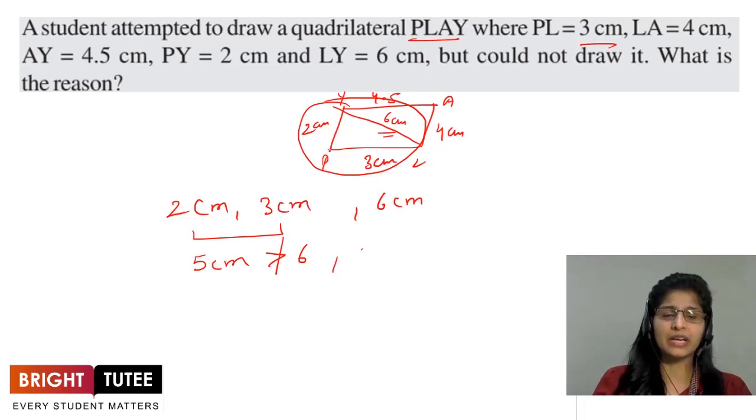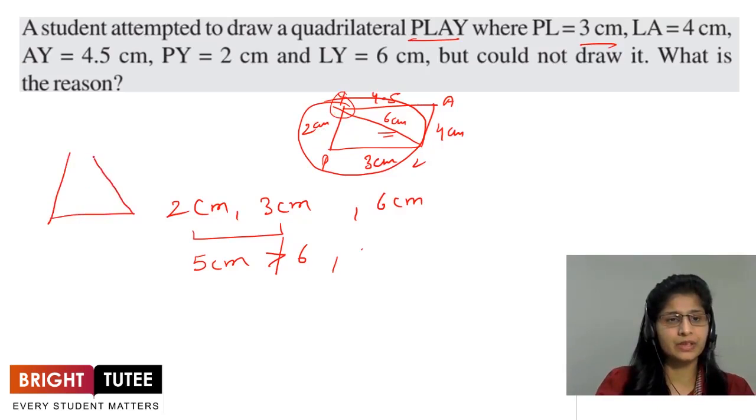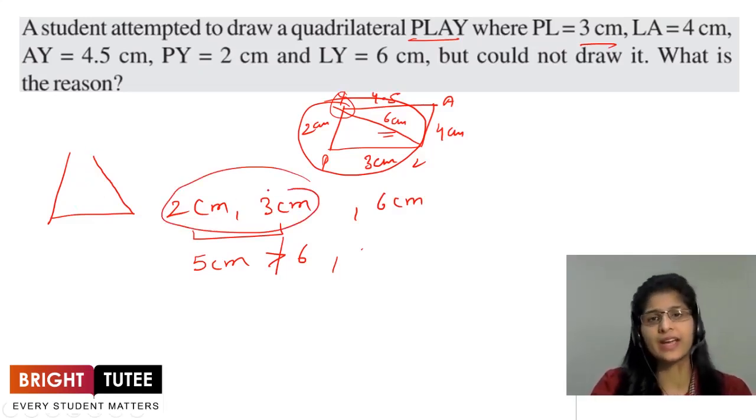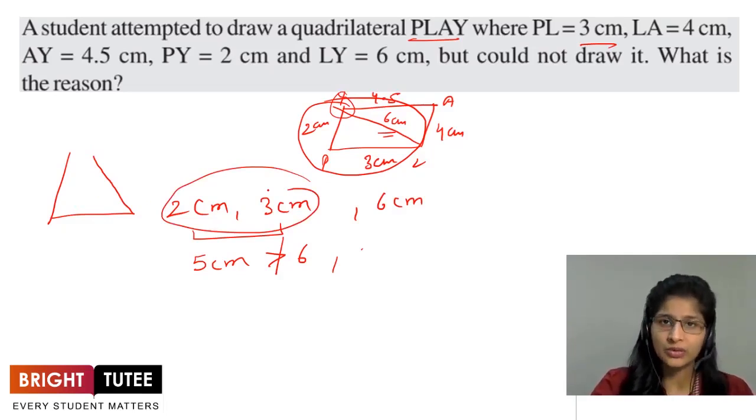The segments that we draw from point P, PY and PL, point Y will not be meeting with points P and L. It is not possible. They will not cut each other. A triangle will not be formed. It will be left like this. The lines will not cut each other. So the triangle inequality is not satisfied. So this is the reason he was not able to form the quadrilateral.